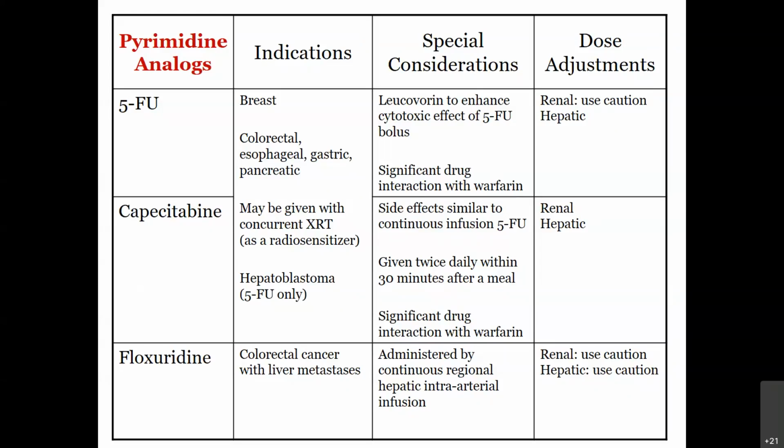There is also a significant drug interaction between both 5-FU and capecitabine with warfarin, so that's something important to know if you do have a patient on warfarin and are starting one of these medications. So these chemo agents inhibit CYP2C9 and therefore are going to lead to an increase in INR.